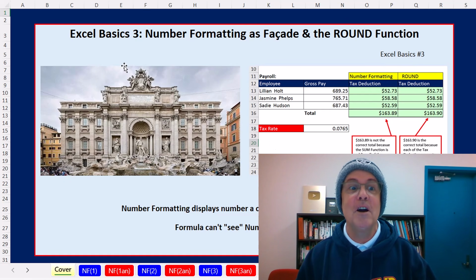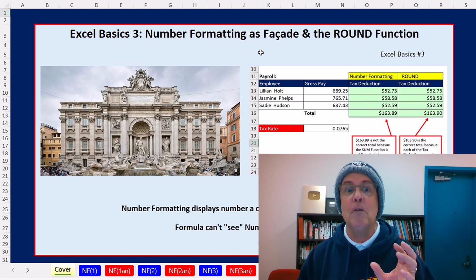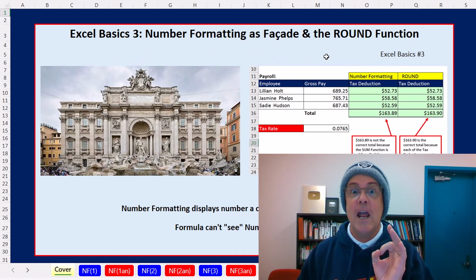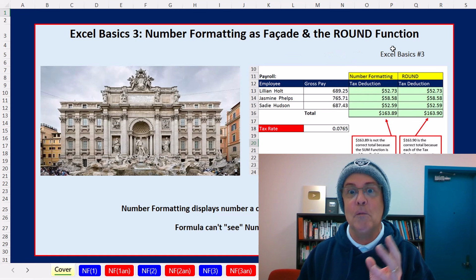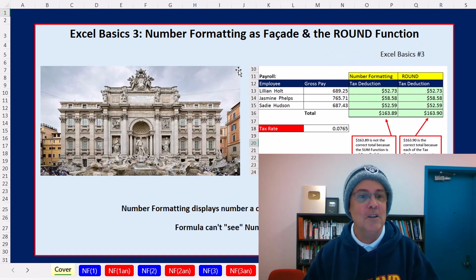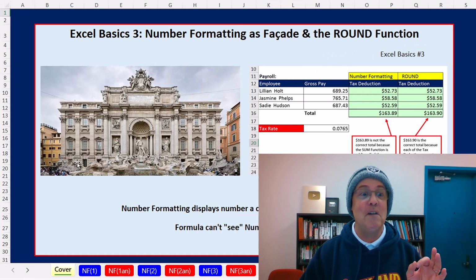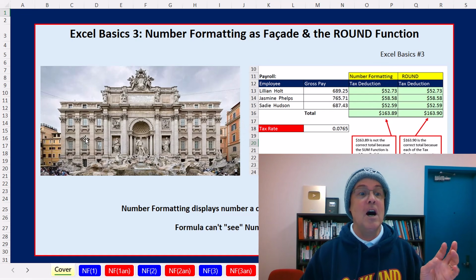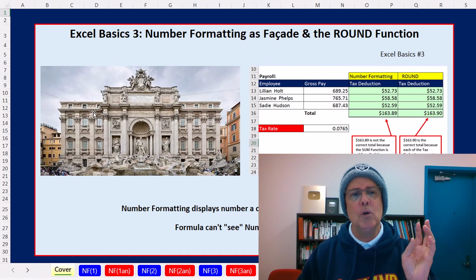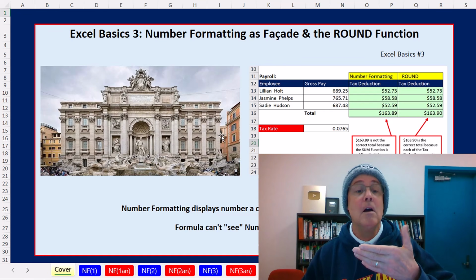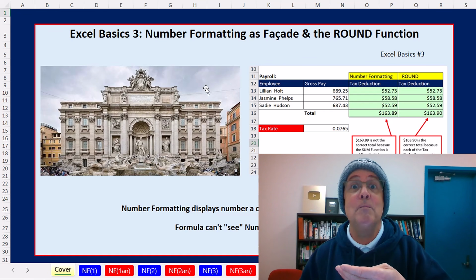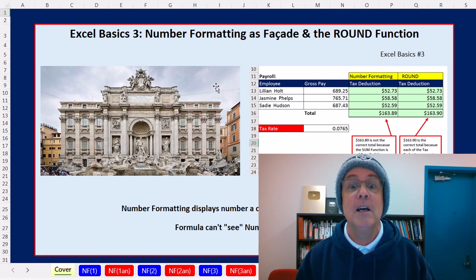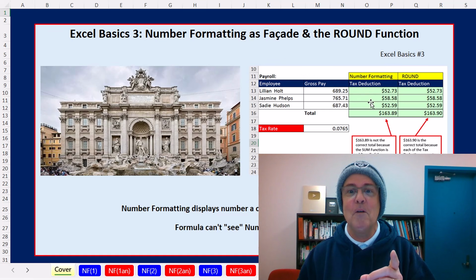And in this video, we've got to talk about number formatting as a facade and when to use the ROUND function. Now, here's a picture of the Trevi Fountain in Italy. This is an example of a facade. It's fancy and beautiful on the outside, but the inside may be totally different. That's the same with number formatting.